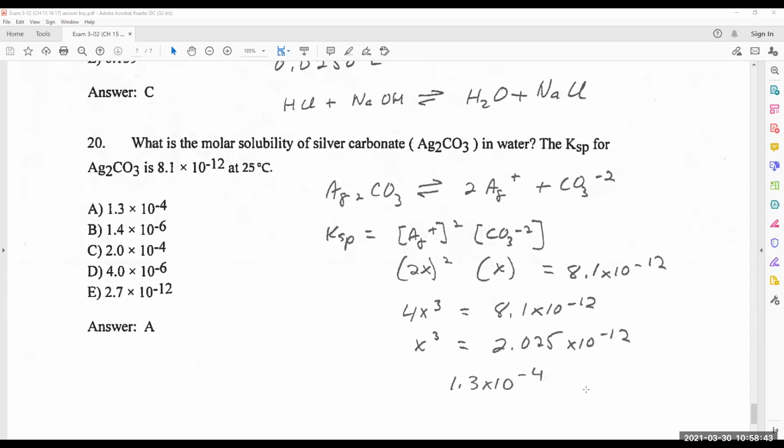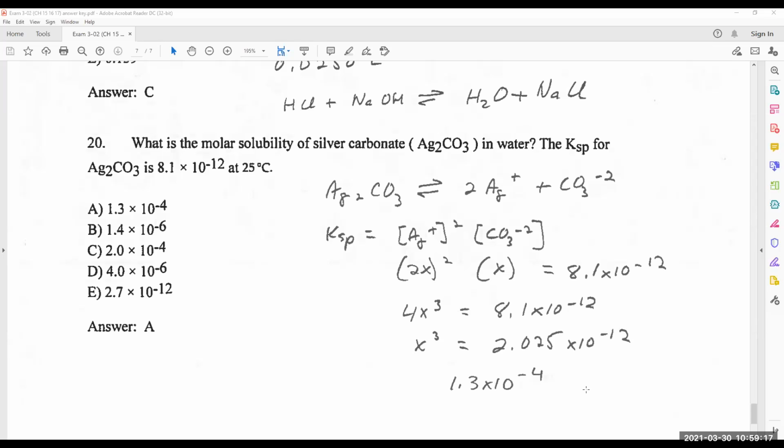Because 2 moles of silver are formed for every mole of carbonate, when we fill in our variables, we get 2x, that quantity squared, times x equals our Ksp value, which was 8.1 times 10 to the minus 12. Then you wind up with 4x cubed equals 8.1 times 10 to the minus 12. And finally, x cubed equals 2.025 times 10 to the minus 12. This was your chance to show off your calculator skills, finding the cube root, and we talked about that.